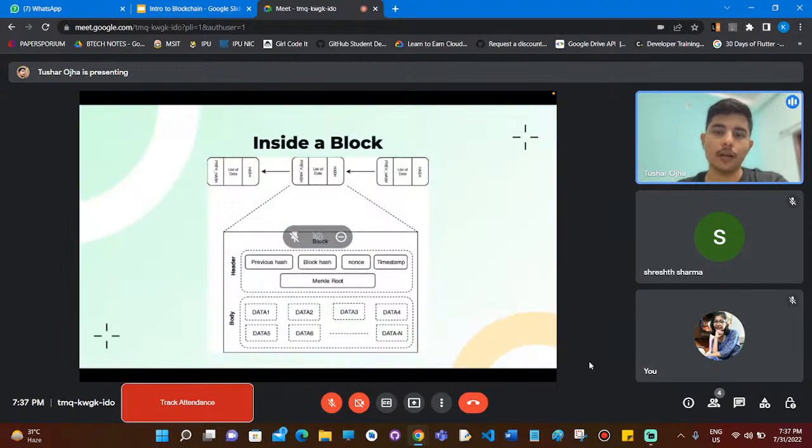So inside a block, you can see, I've zoomed it out, and if you zoom out something, the pixels go away. Like you can see a lot of pixels.